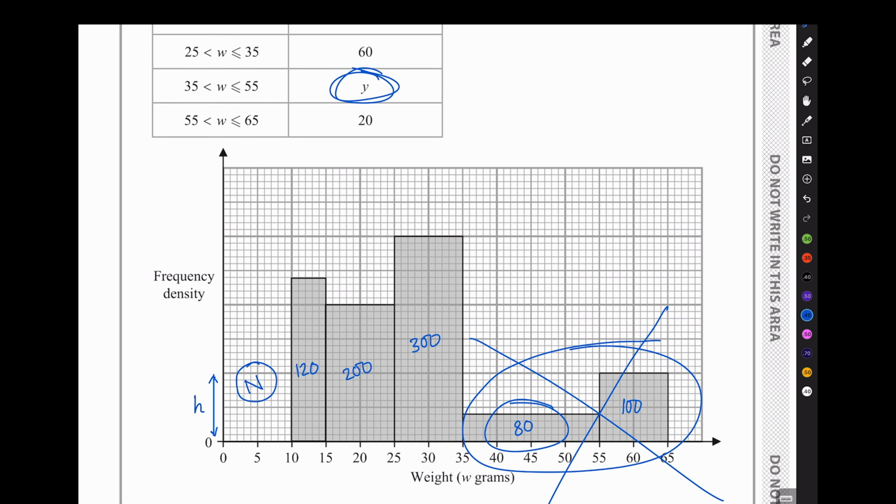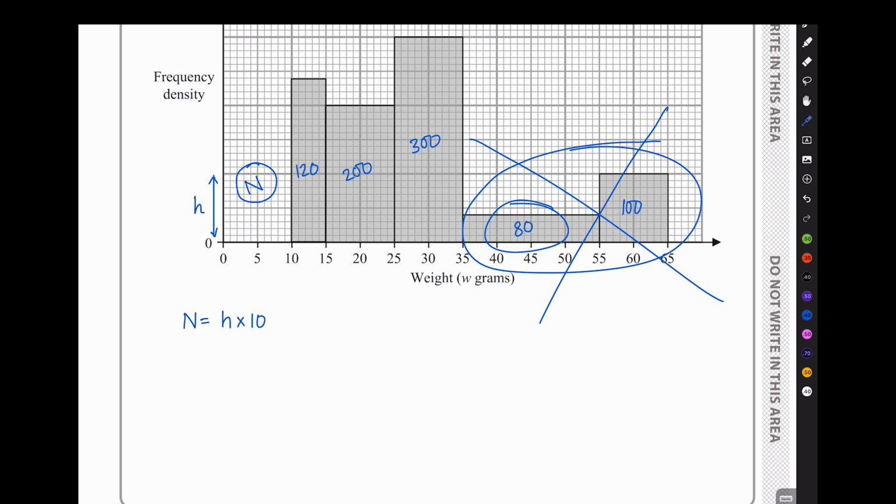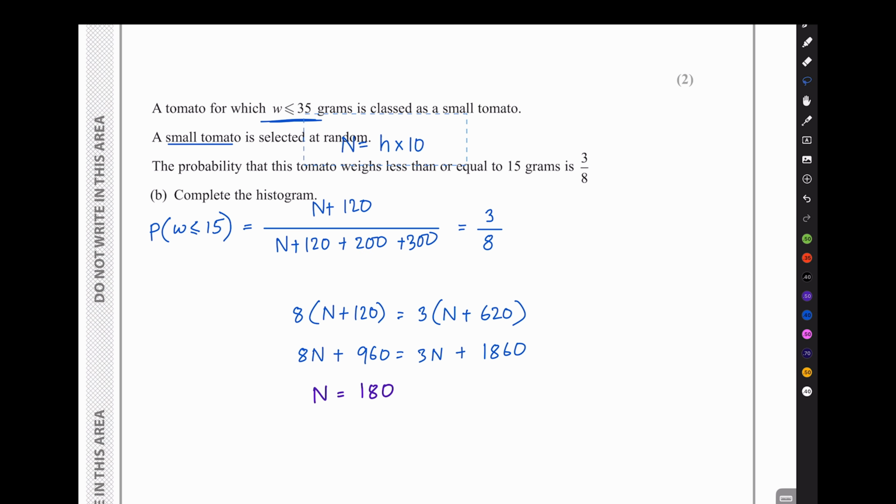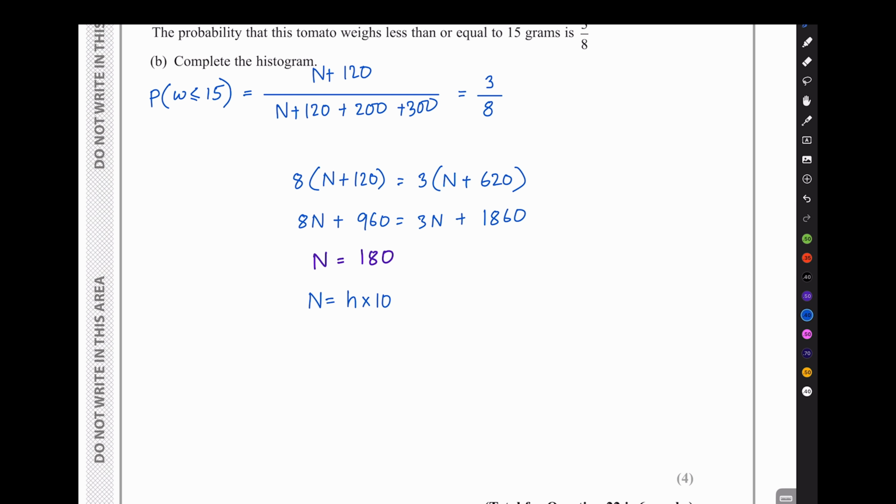But remember, our target is not n. Our actual target is the height of the bar, so that we can draw the rectangle right here. We can use the original equation that I wrote: n is equal to height times 10. Since we know the value of n, we can easily find h. So 180 is equal to h times 10, so h is 18.